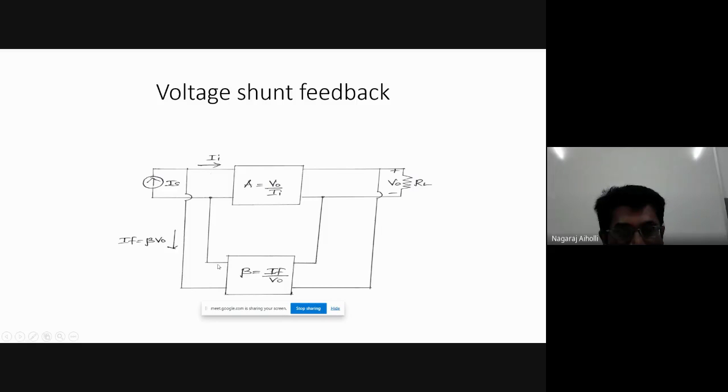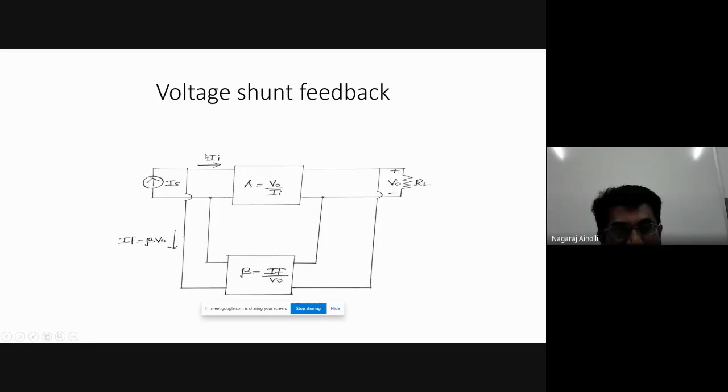Then beta is equal to output over input. The output is IF, that is the output of the feedback, and the input to the feedback is V0. So beta is equal to IF by V0. It is the feedback factor.